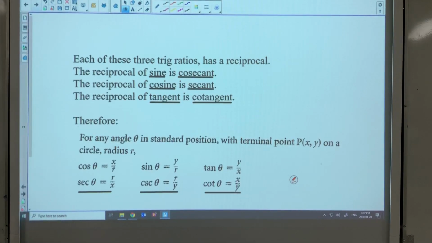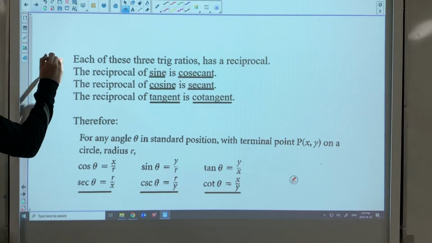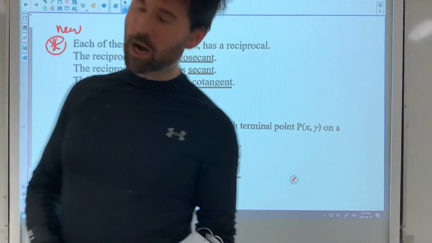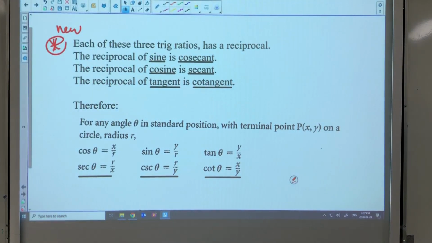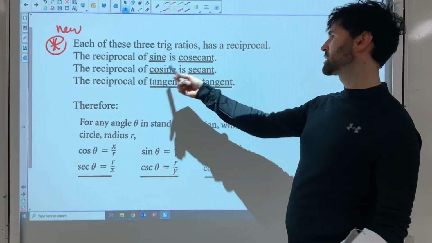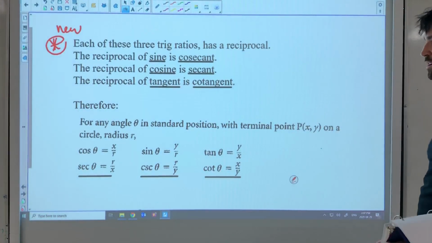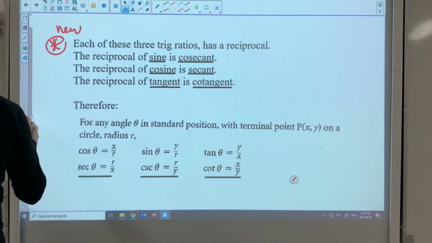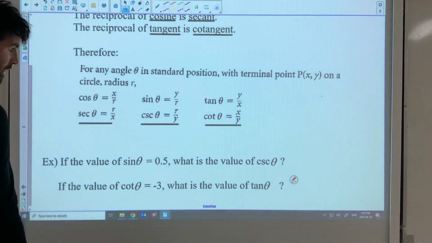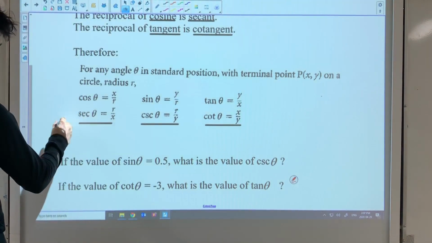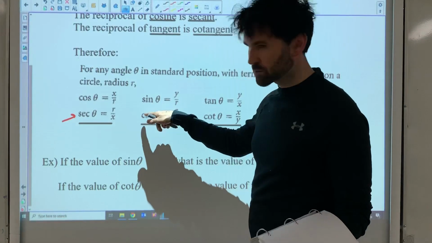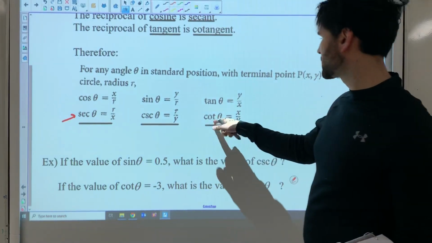A little bit more information for you. Each of the 3 trig ratios has a reciprocal. This is new to us. The reciprocal is when you go 1 over y. The reciprocals are important enough that we give them their own names. The reciprocal of sine is cosecant, the reciprocal of cosine is secant, and the reciprocal of tangent is called cotangent. If you take cos theta and do the reciprocal, switching r and x, you get secant theta. Secant theta is r over x. Take your sine theta, it's cosecant, CSC theta, it's r over y, and cotangent theta is x over y.